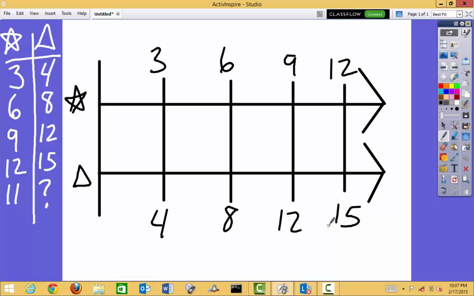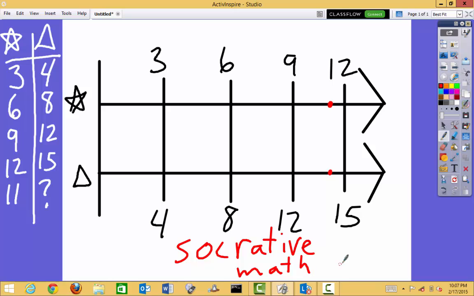Okay, so what you're going to do is on Socrative, you're going to answer the questions that accompany this. Good luck. When you're done, if you have time, you may play math games once you've answered all of your questions on Socrative. So your directions are answer all the questions on Socrative, then you may play math games. Good luck, and I hope you do well.